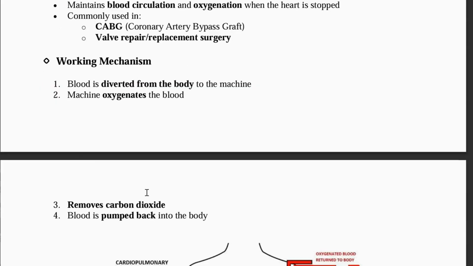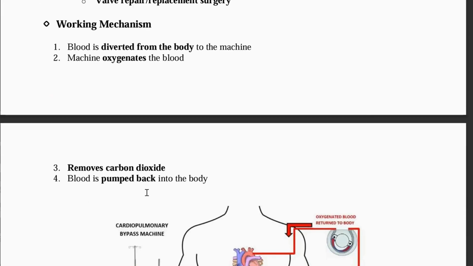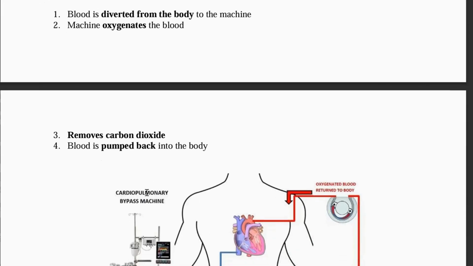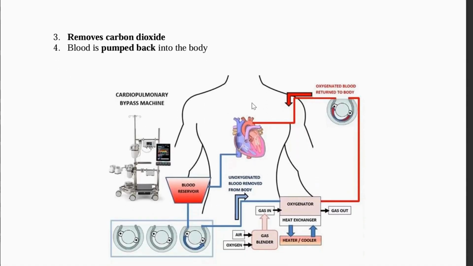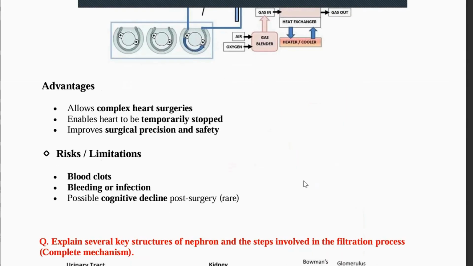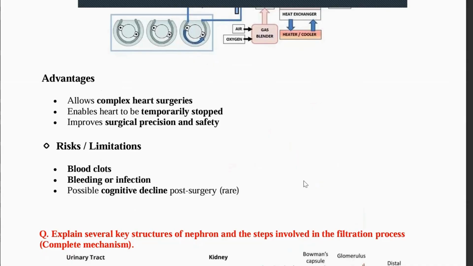How it works: blood is diverted from the body to a machine. The machine oxygenates the blood, removes the carbon dioxide, and the blood is pumped back. See, this is the machine. This is how the process occurs. What are the advantages? It allows complex heart surgeries to be done because the blood flow is handled by the machine. It enables the heart to be temporarily stopped, and improves surgical precision and safety. Risks are blood clots, bleeding or infection, and possible cognitive decline post surgery.